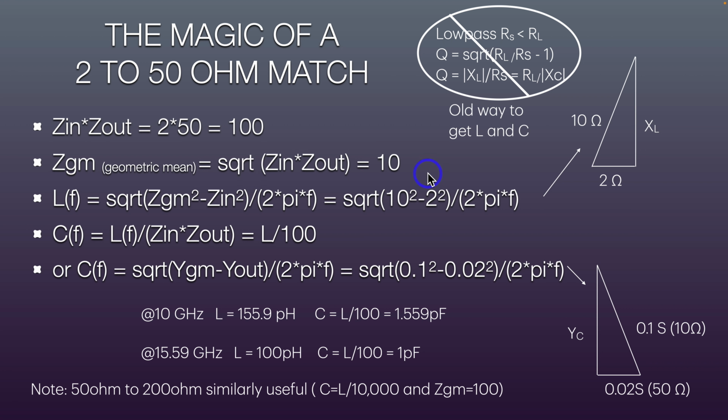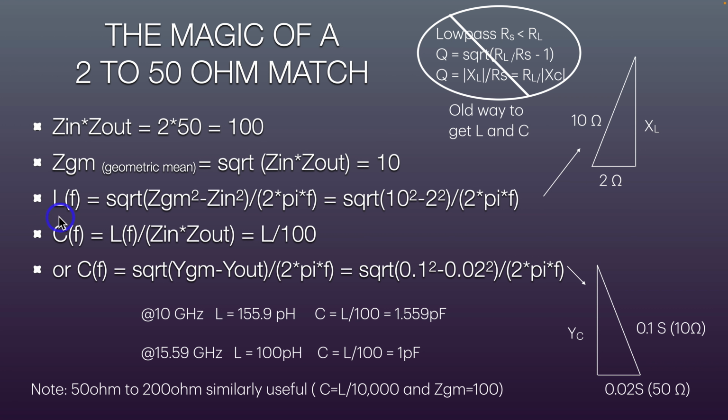Normally you would start off to calculate an L and a C for just a simple single LC match. You would do this kind of calculation based on calculating a Q value and then extracting an L and a C from that Q. But that's kind of a cumbersome way, in my thoughts, to calculate that.